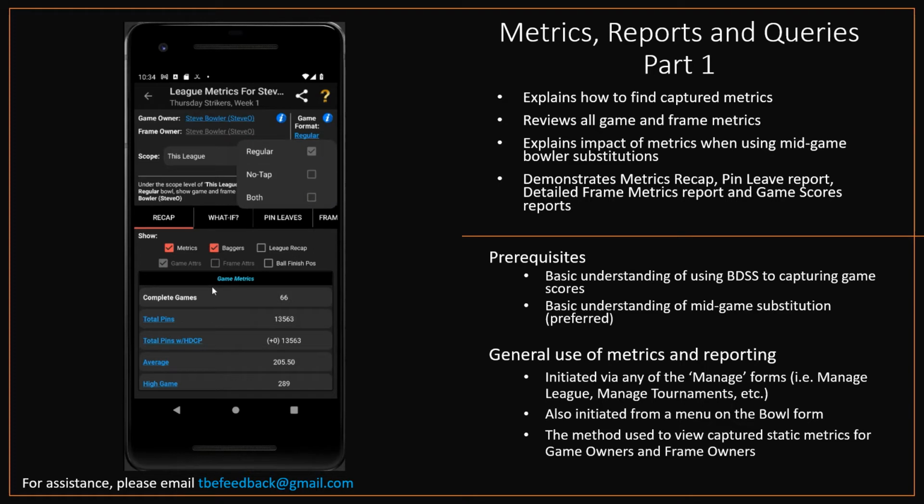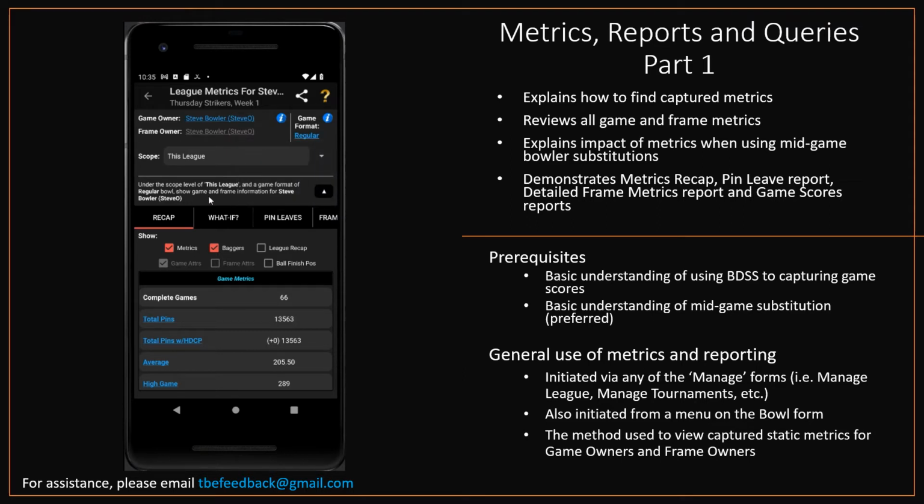Another criteria that is available to filter metrics is game format. Selecting the game format link shows 3 options: regular, no tap, and both. Choose regular to filter only on normal bowl scoring, not no tap. Choose no tap to filter only on no tap games, and choose both to filter on regular and no tap games. BDSS will only enable game formats that are available for selection in a given scope.